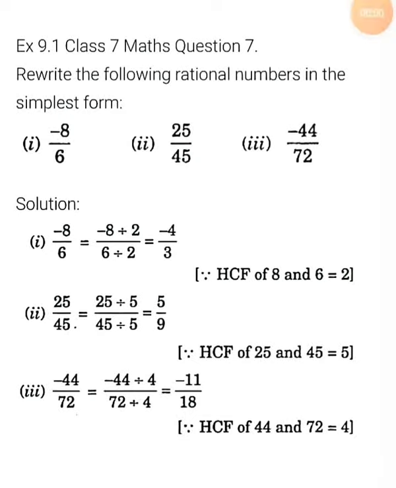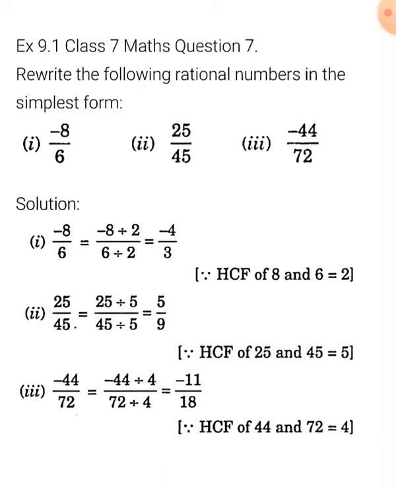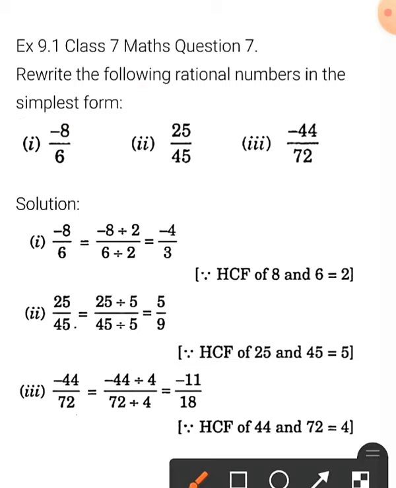Students, now we will see question number 7 of exercise 9.1. Question number 7 is: rewrite the following rational numbers in the simplest form. Simplest form means you just have to do cancellation, the reduced form that we have seen in the introduction video also. आपको reduce form करना है, आपको cancellation करना है, and whatever you will get will be the simplest form. So let us see.